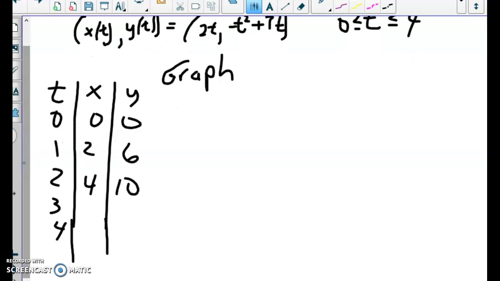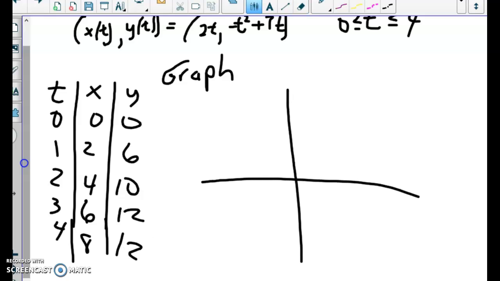If I put in 3, I get 6. That'll be 8. If I put in 3, I get negative 9, and 21 is 12. Put in 4, I get negative 16, and 28 gives me 16, I think. Well, let's try that again. 4 squared is 16, with a negative in front of it. Negative 16 plus 28 gives me 12. 12 again.